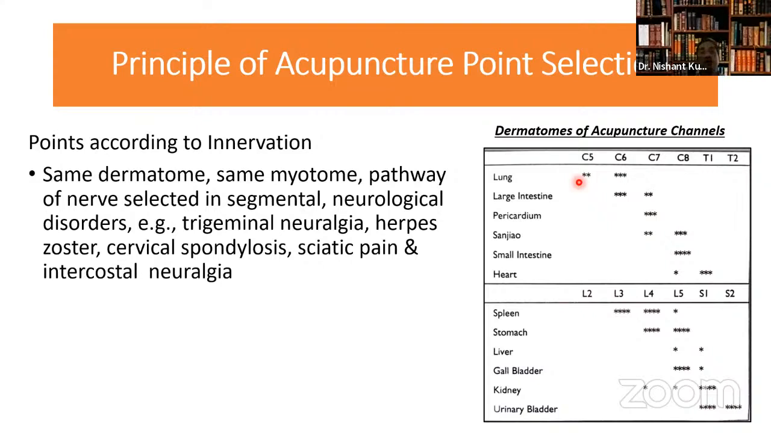Okay. So this is just a representative diagram that it may be useful to practitioners in planning the management therapy. Okay. So the same dermatome, same myotome pathways of the nerve are affected in segmental neurological disorders. Suppose it is a C5 disc prolapse, then the pain will go to whichever dermatome, it may be C6, C7, small intestine, C8. Okay. So this is how you can plan your add-on points for your therapy.